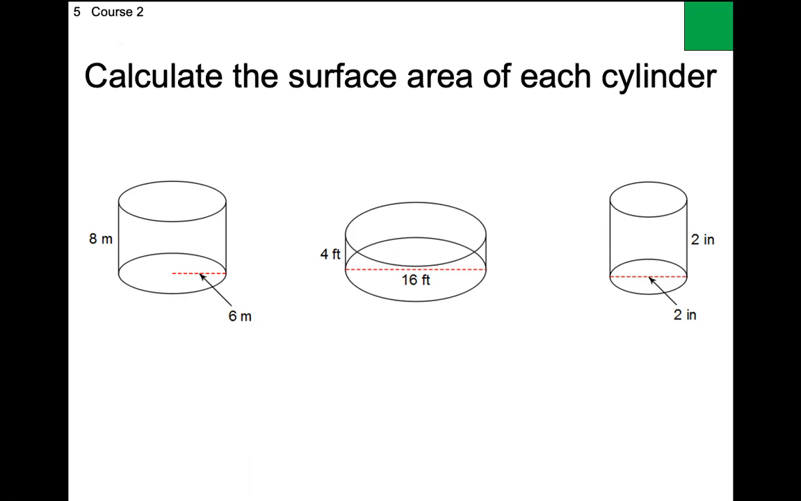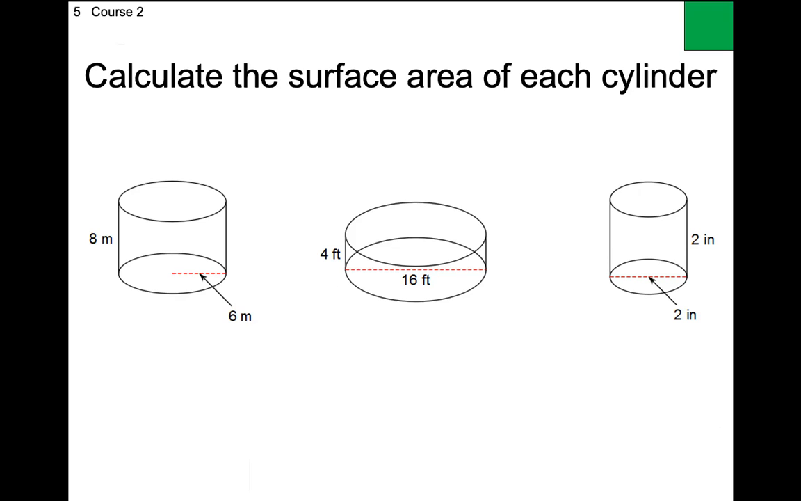Now, for those of you that are using the pi symbol, your number is going to be slightly more accurate than mine because I'm using 3.14 and you're using a longer version of pi. And by the way, both of our answers are still approximate. They're not exact.